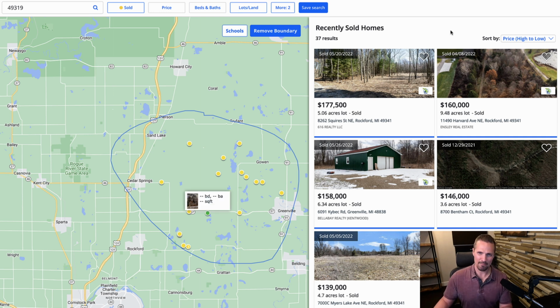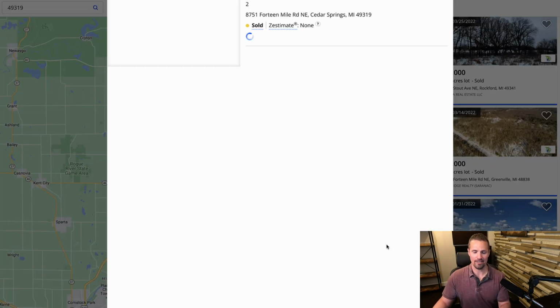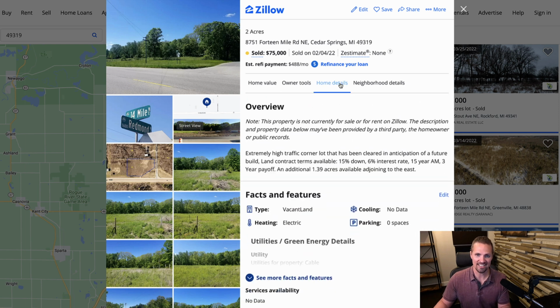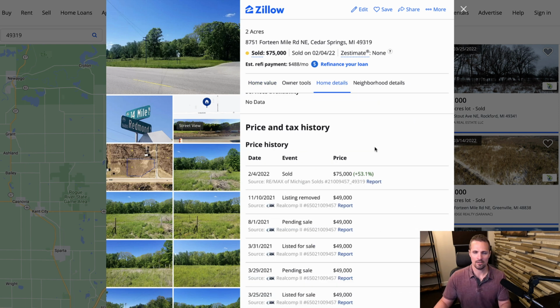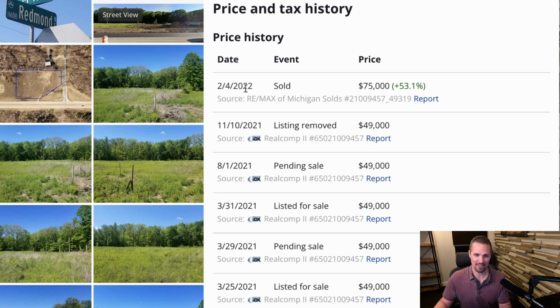You can get even more insights beyond this once you actually click on some of these listings. So let's just click on a random one of these, like this one right here. When we click on this, it shows us a lot more information. We can click over to home details, and we can scroll down here. We can see the price and listing history for this property, so you can get an idea of the timeline of that.